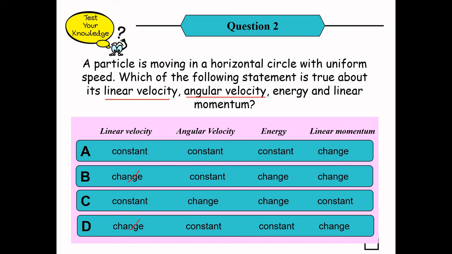Angular velocity. The angular velocity is constant since it continually sweeps out a constant arc length per unit time. Energy. Energy is a scalar quantity. From E equals mgh plus half mv squared, energy depends on the magnitude of speed. Since the speed is not changing, energy remains the same.